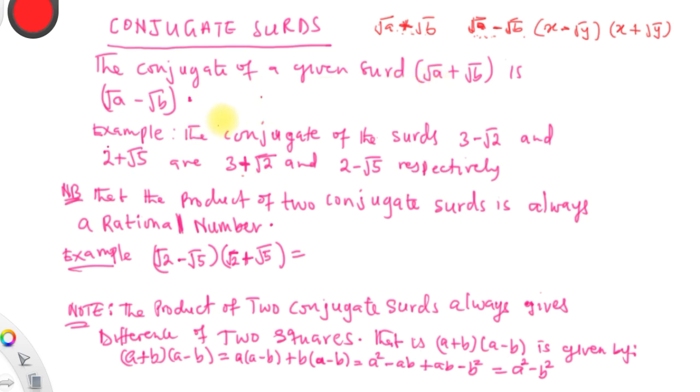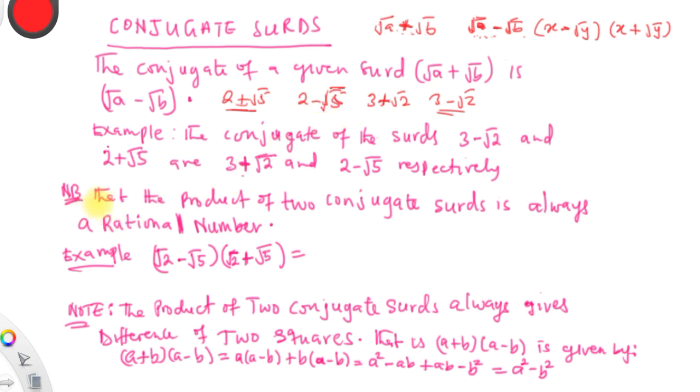Specifically, if you are given 2 plus square root of 5, as I said, if you want to find its conjugate, you only have to change the sign. So the conjugate of this is 2 minus square root of 5. In the same way, if you are given 3 plus square root of 2, then the conjugate of this set is 3 minus square root of 2. So guys, I hope this is not difficult. It's very simple. You always have to change the sign to get the conjugate of the given set.